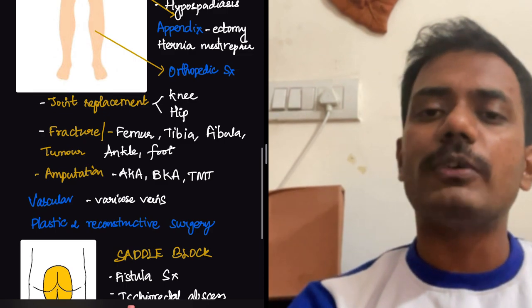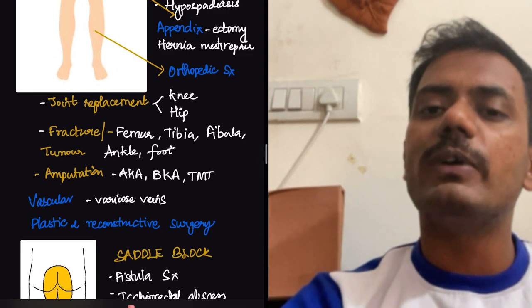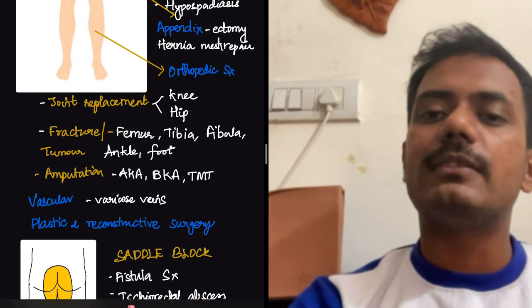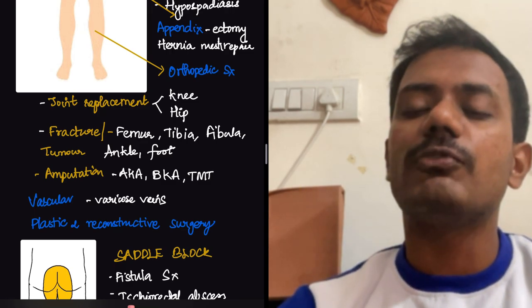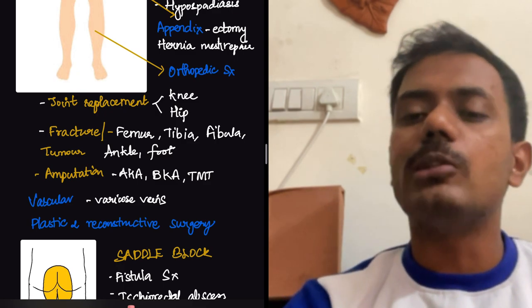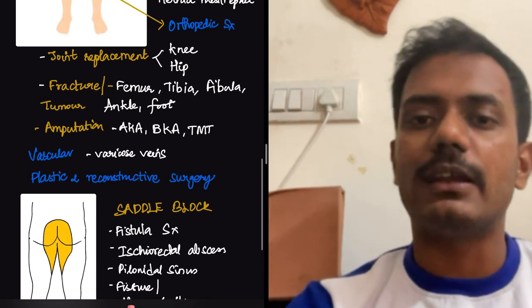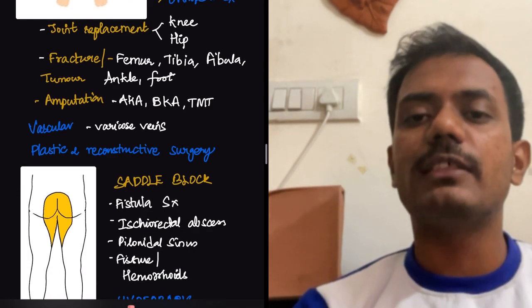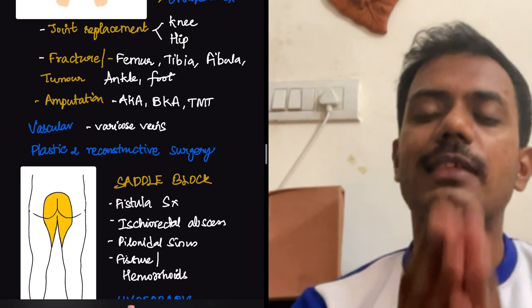Okay, so apart from that, there are vessels. If you have varicose veins, then vascular surgeries can be done under spinal anesthesia. Some plastic surgeries and reconstructive surgeries for any deformities can be done. For example, split skin grafting, all those things can be done under spinal anesthesia. Apart from that, there is a beautiful technique even inside spinal anesthesia. It is called a saddle block.